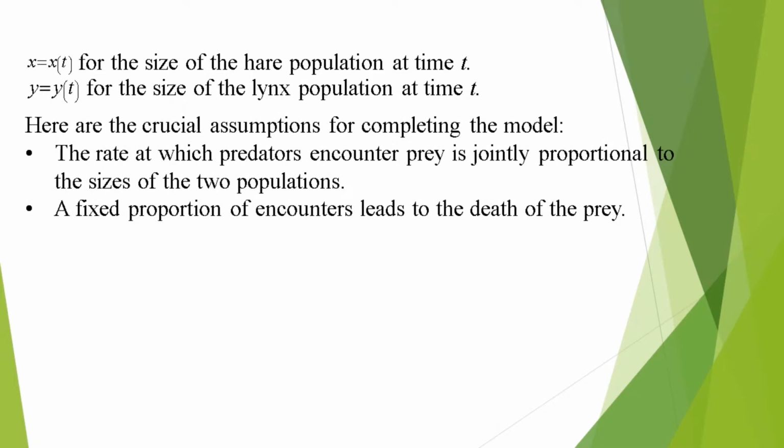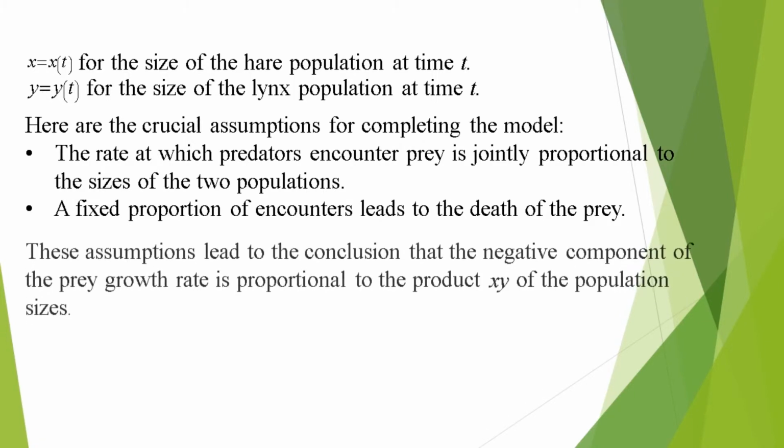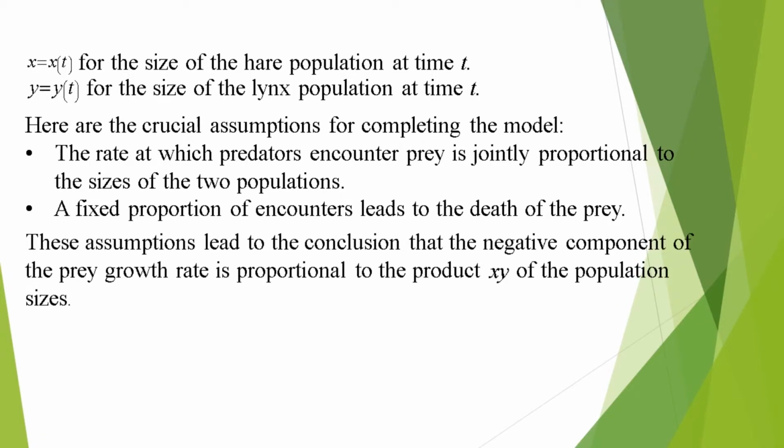Here are the crucial assumptions for completing the model. First, the rate at which predators encounter prey is jointly proportional to the size of the two populations. Second, a fixed proportion of encounters lead to the death of the prey. This assumption leads to the conclusion that the negative component of the prey growth rate is proportional to the product xy of the population sizes.